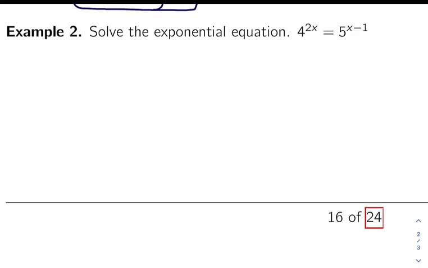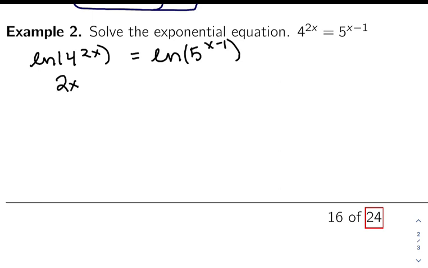So the only technique that I can use here is to take the natural log of both sides of the equation. Giving me the natural log of 4 to the 2x is equal to the natural log of 5 to the x minus 1. Now on both sides here, I have a log of a base to a power, and so the powers can come out in front as a multiplier according to my third law of logarithms, giving me 2x times the natural log of 4 is equal to x minus 1 times the natural log of 5.